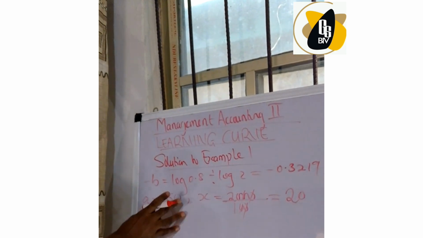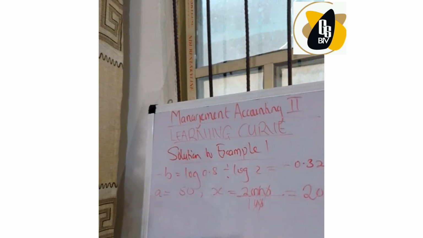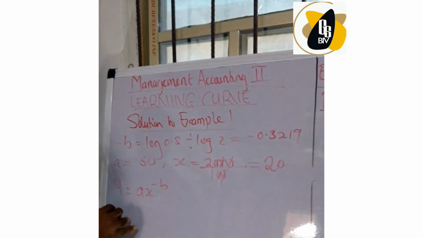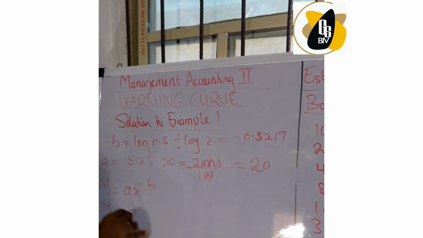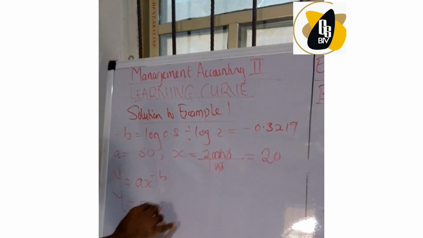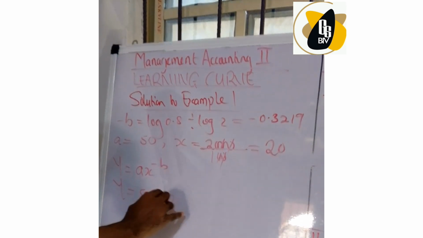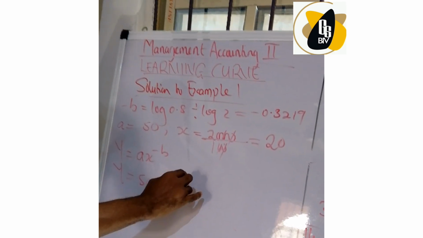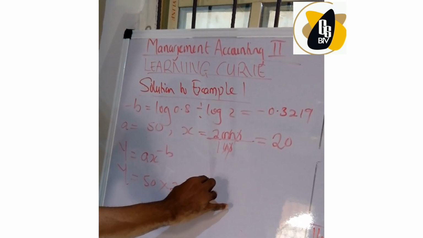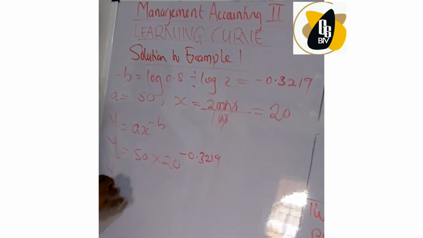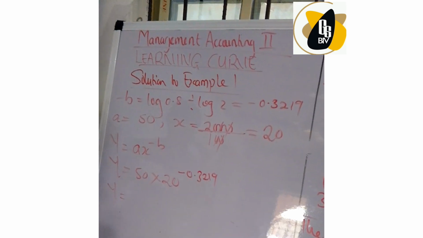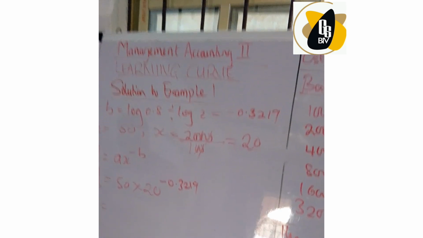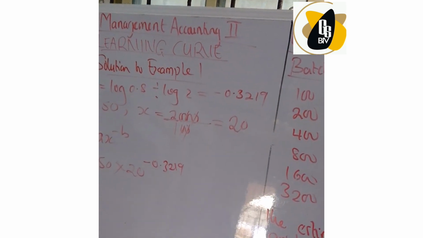So we are now going to substitute everything we have now in the function. So y is equal to ax raised to power minus b. Y is equal to, what is A? 50 times, what is x? X is 20. Right? What is b? B is minus 0.3219. So y is equal to, if we multiply this, we are going to have 19.06 hours.